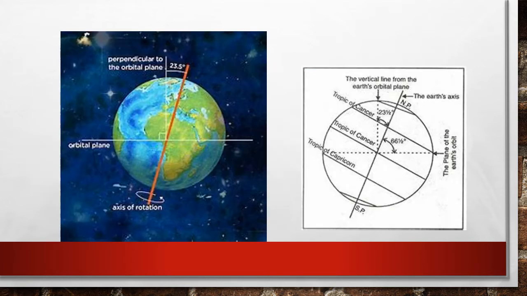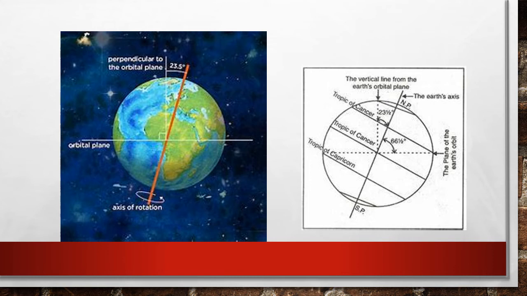Now children, let us understand the diagram of the inclined axis. Later on, I will be teaching you how to draw the diagram also. So what happens is that the plane along which the Earth revolves around the Sun is called the orbital plane. So the Earth's axis is not at right angle to the plane of the Earth's orbit. The axis is inclined at an angle of 66.5 degrees to the orbital plane, or the Earth's axis is inclined at an angle of 23.5 degrees from the vertical.